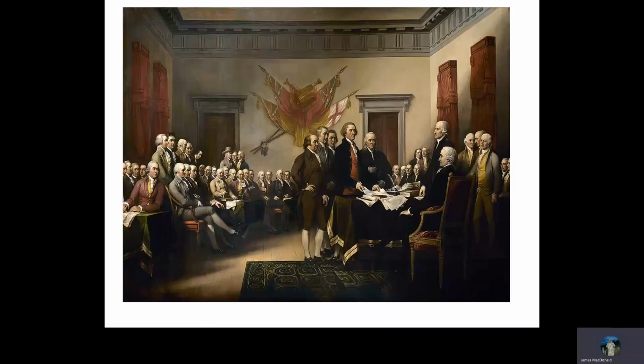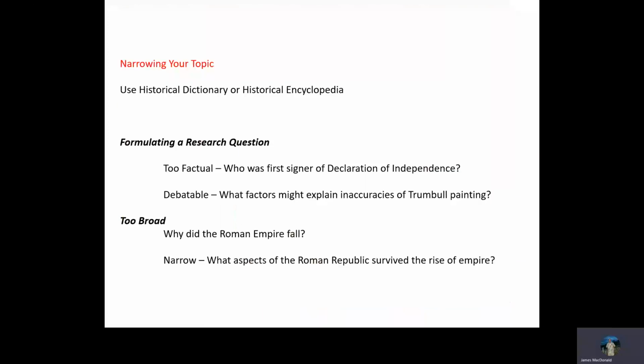First of all, not everybody was gathered in the room at the same time, and they signed it over several days. But, you know, Trumbull wants to make a point here, and it's a point to be, among other things, pretty patriotic. So you can talk about how the room didn't look like that, people weren't dressed that way, the representations aren't correct, whatever the case may be. But instead of saying, okay, we can say very quickly who the first signer is and who the signers and the authors of the Declaration are, a debatable topic is what factors might explain inaccuracies of the Trumbull painting.